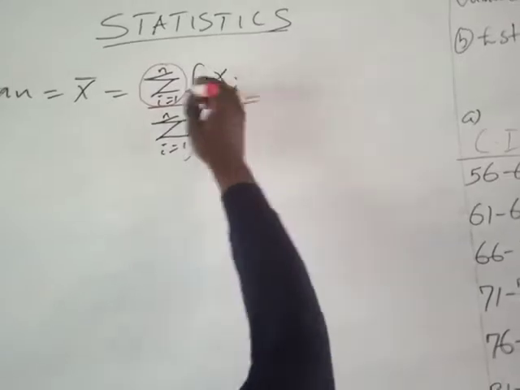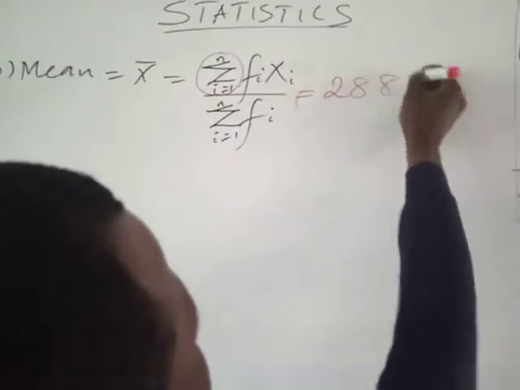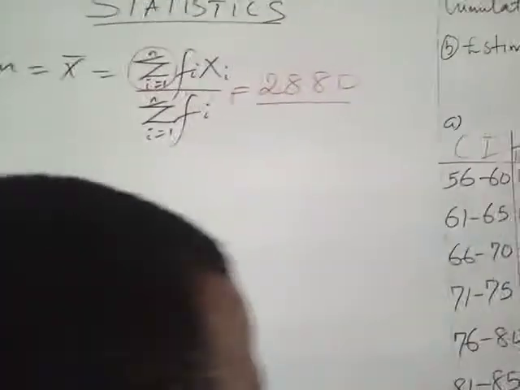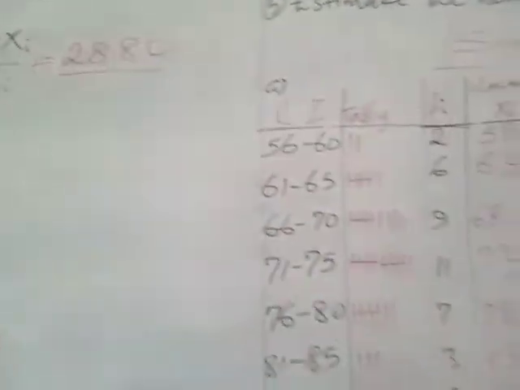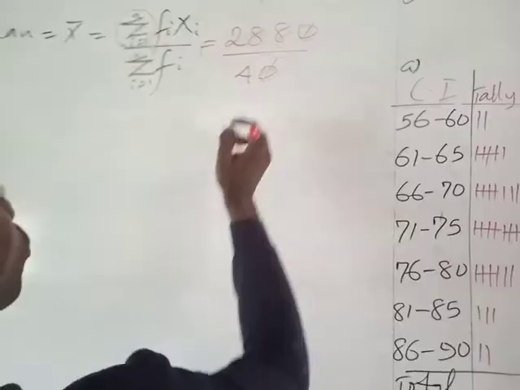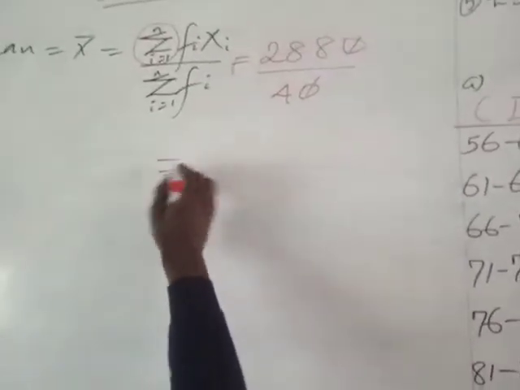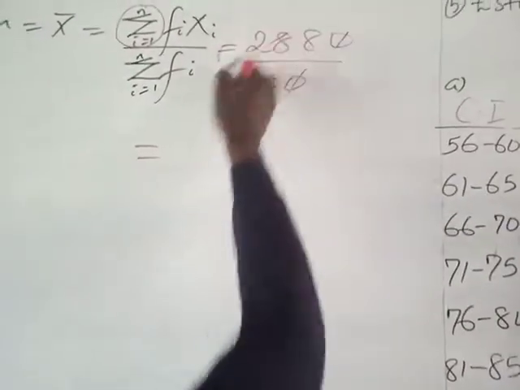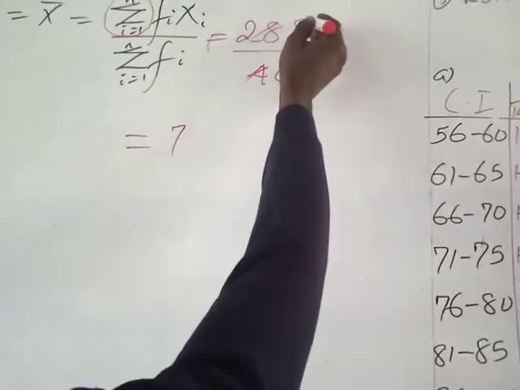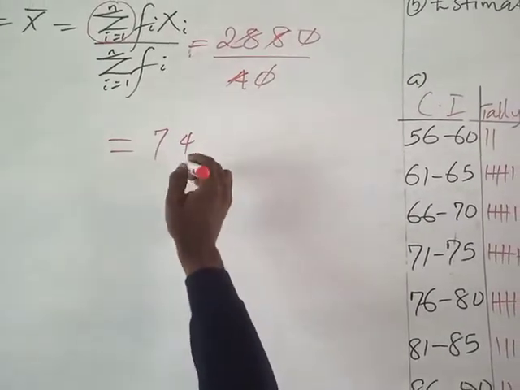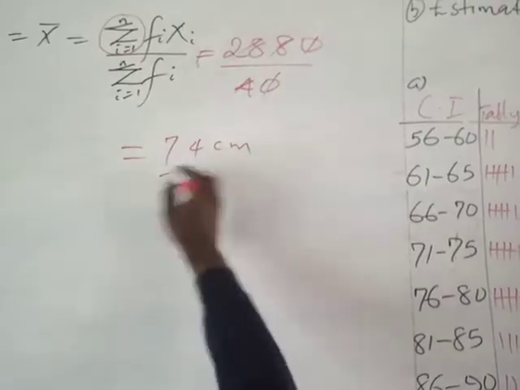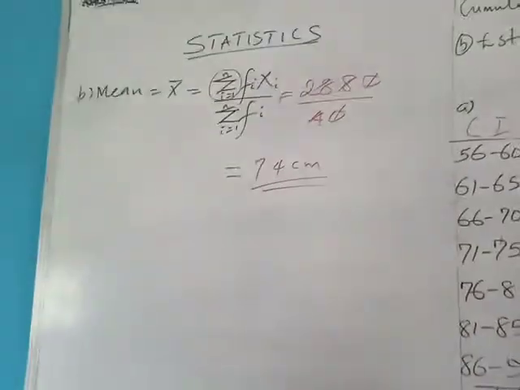So we put it, this one will be 2880 divided by summation f, that's our sum of frequency, which is 40. So when we divide it, what are we going to have? 72 point 0. So 74 centimeter. So this is our mean.